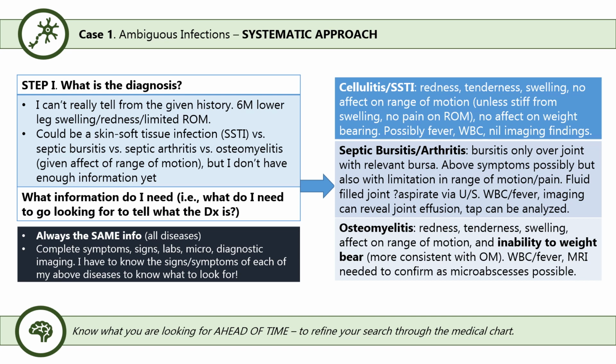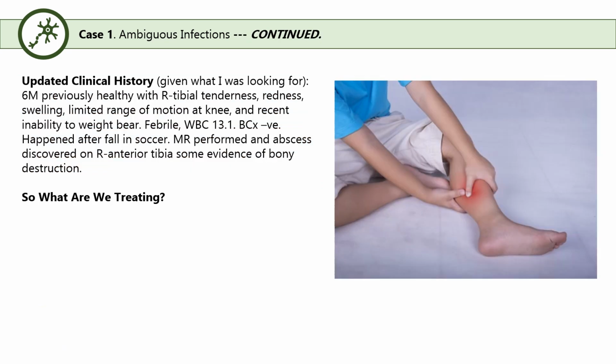Lastly, this could be a bone infection where I'd expect inability to weight bear in addition to signs of septic arthritis, as well as imaging findings suggestive of bony destruction/lesions plus or minus microabscesses. Knowing these features to look for helps me when I'm digging through the chart notes. After knowing what to look for, I gather some more details in each of these categories.